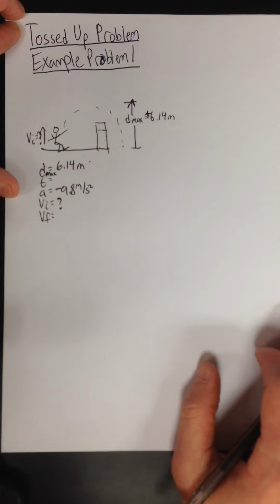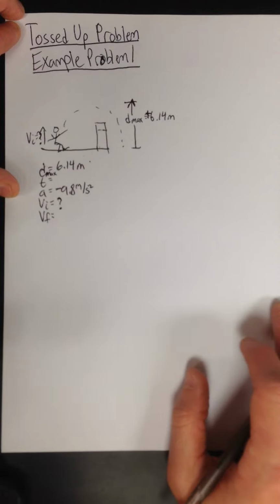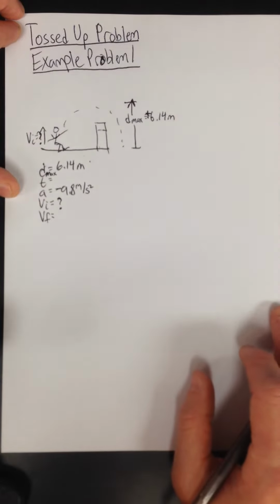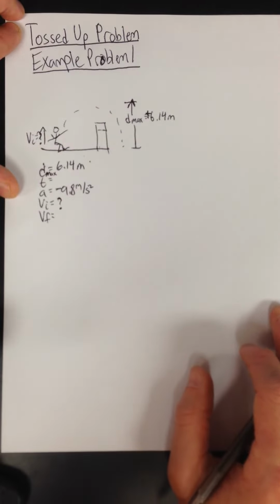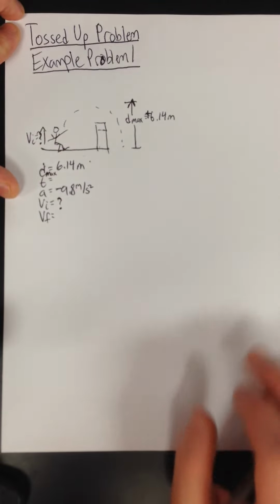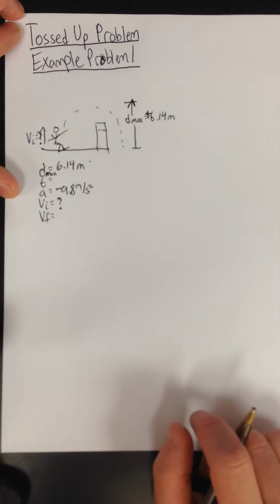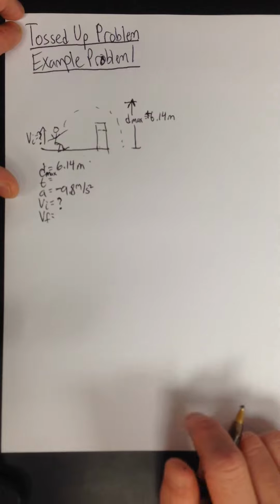Alright, so finally, to solve this problem, right now we don't have enough givens to proceed. We have distance and acceleration. We need a third number to plug into our kinematic equations before we can solve for VI, the speed he pushes off the ground with.